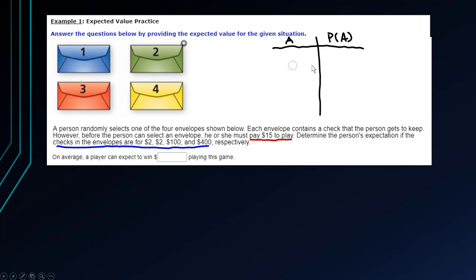So my outcomes, if I do this table, is I pick a $2 check. That means I'm going to overall lose $13. And there's 2 envelopes that have that. So 2 out of the 4, or 1/2. So I have a probability of 1 out of 2, or 50%, whichever way you look at it, of me losing $13.